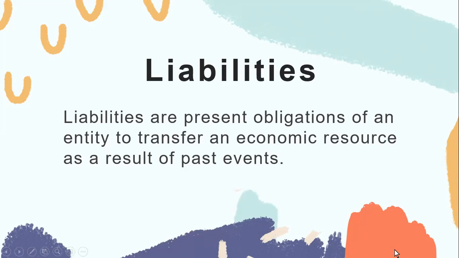Okay, liabilities are present obligation of an entity to transfer an economic resource as a result of past event. So the thing to remember here is that there is a present obligation, and then as a result of past event, we transfer economic resources. That's the easy way to remember it. Ken dropped, sorry. Next, Ken, you go.